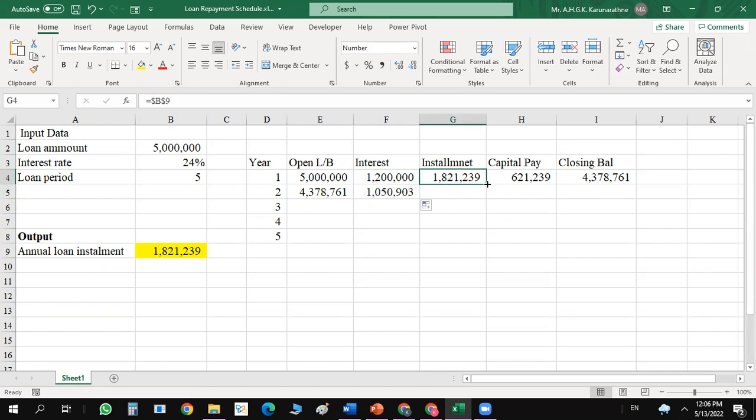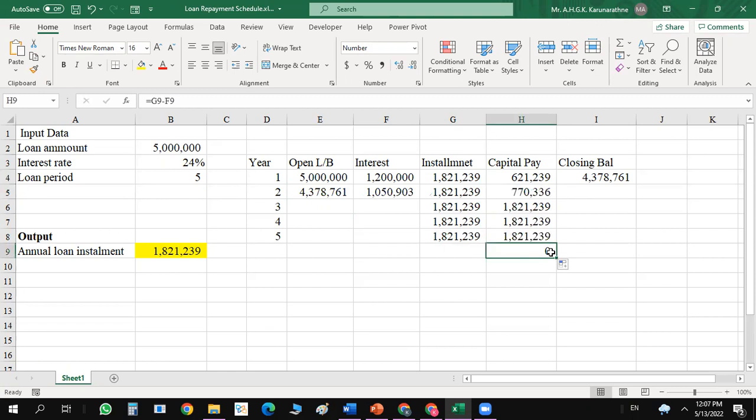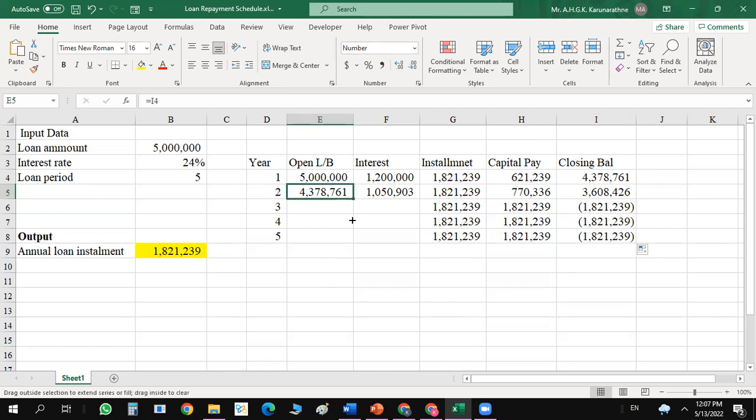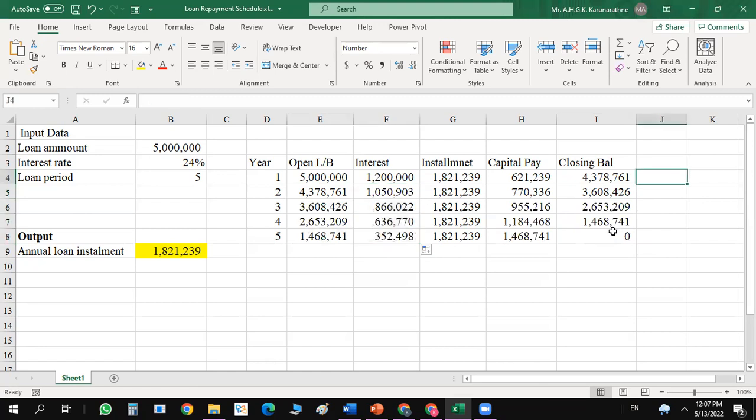The installment is always constant, so you can take it here. The annual installment is constant. And for the capital repayments, you can drag it here. Like the closing loan balance, you can also drag it here. So you can see the end of the period loan balance is 0.